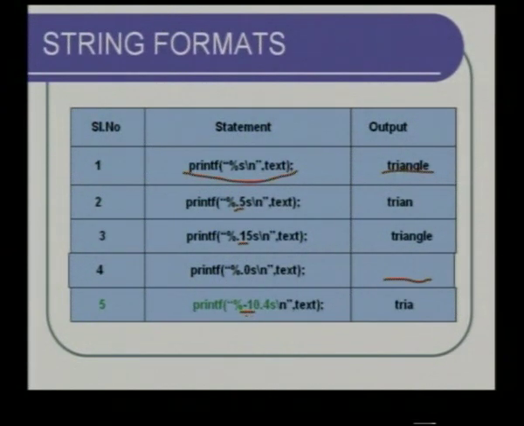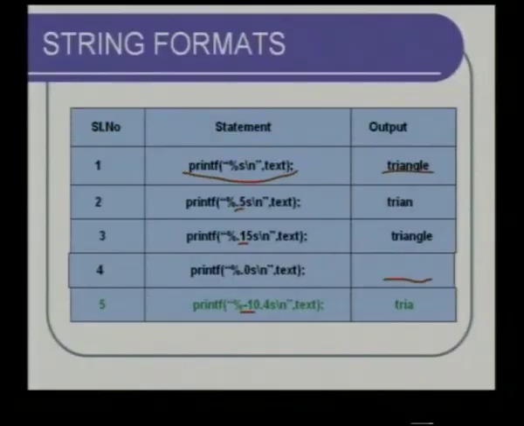And in the final printf statement I am having a minus 10.4. This is nothing but for justification. So, when I give minus 10.4 it is left justified by 10 spaces and 4 characters of the text are printed. So, this is "tria", the first 4 characters of this entire text triangle, displayed in a left justified manner. This is just an example for you to know that a string can be printed with so many modifications. All this is permissible in the C programming language.